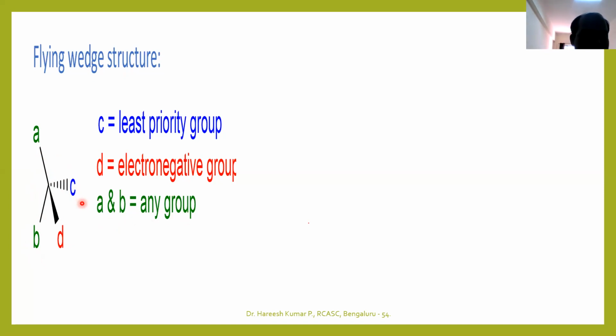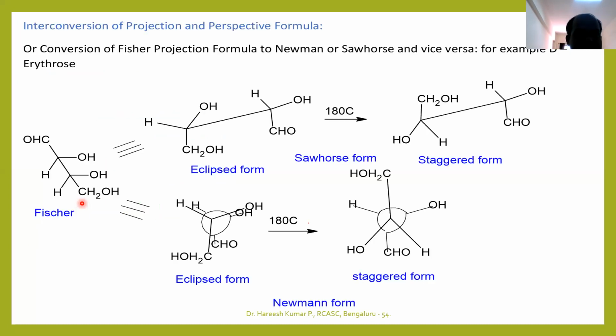The next slide will give you the information about how one can convert a Fischer projection formula into Newman, Fischer projection formula into Sawhorse, Fischer and then flying wedge projection formula into Newman, Fischer. How the interconversion works, we will talk about from now onwards. So I will go to the next slide. This is about the interconversion of projection and perspective formulae.